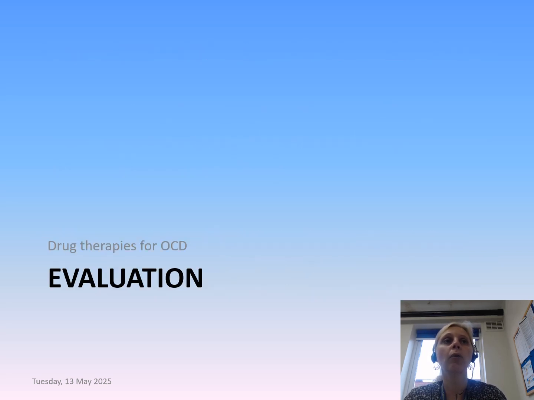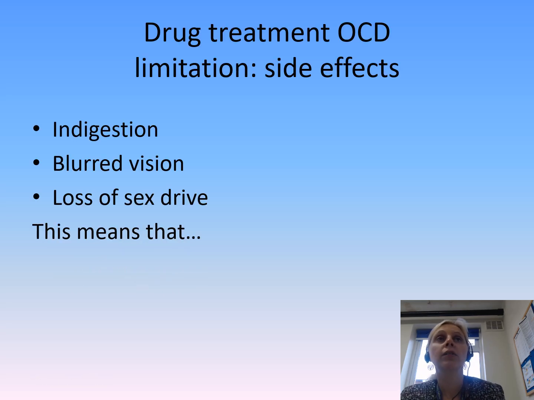So that's the AO1. We're going to move on to evaluation. As we mentioned, side effects can be a big problem: indigestion, blurred vision, loss of sex drive. You want to give specific side effects that relate to SSRIs.